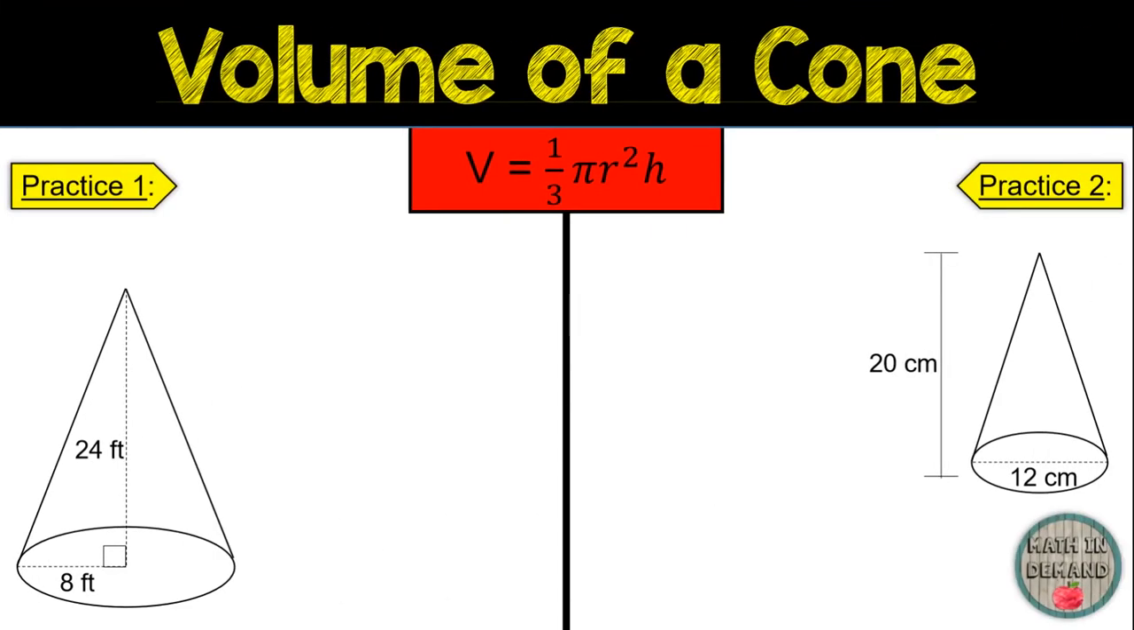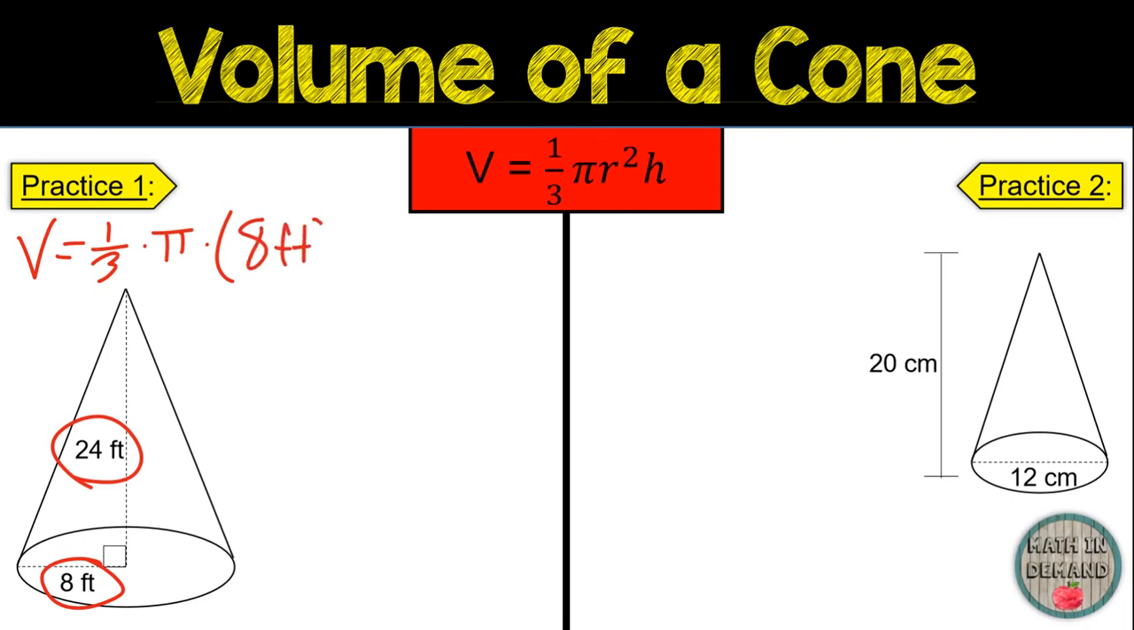Here, I'm going to calculate the volume of a cone. My first practice problem, I can see that the radius is 8 feet, and I am also given that the height is 24 feet. I am going to plug that into the formula to calculate the volume of this cone. So the volume equals 1/3 times pi times the radius, and I'm going to put parentheses 8 feet squared times 24 feet. It's important that you put parentheses anytime you have a power so that you know that you are not only taking the number to a power, but also the measurements. So we will see that when I simplify this.